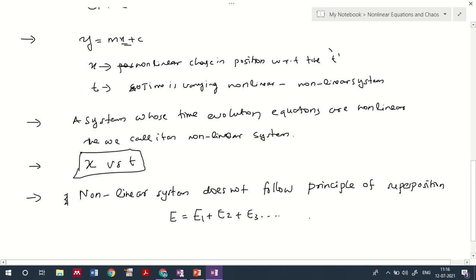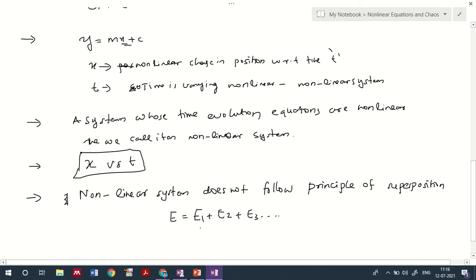So only if the dependency is linear can we apply the principle of superposition. The greatest benefit of the principle of superposition is that if you want the entire electric field of a number of charges, it is a summation of the electric field due to each charge. But when you consider a nonlinear system, we cannot apply the principle of superposition because it varies non-linearly.